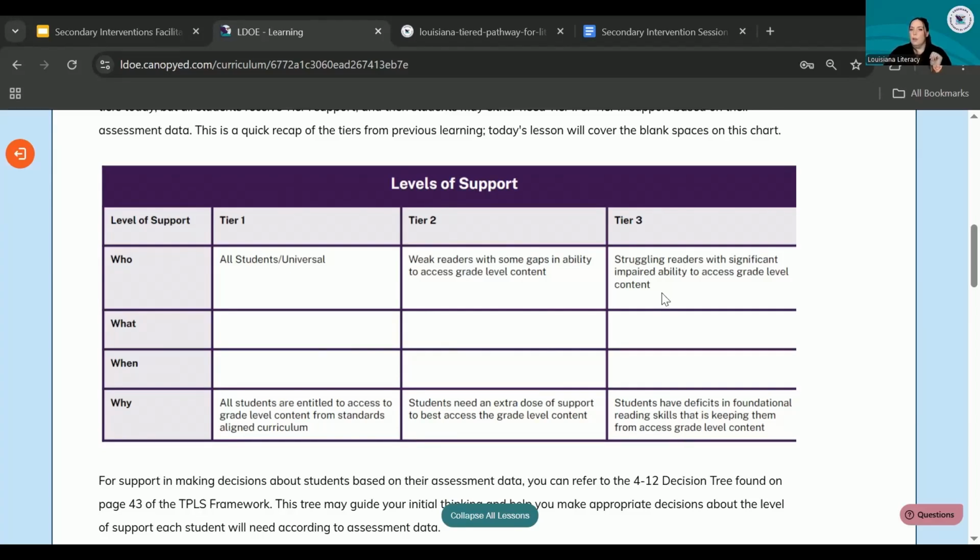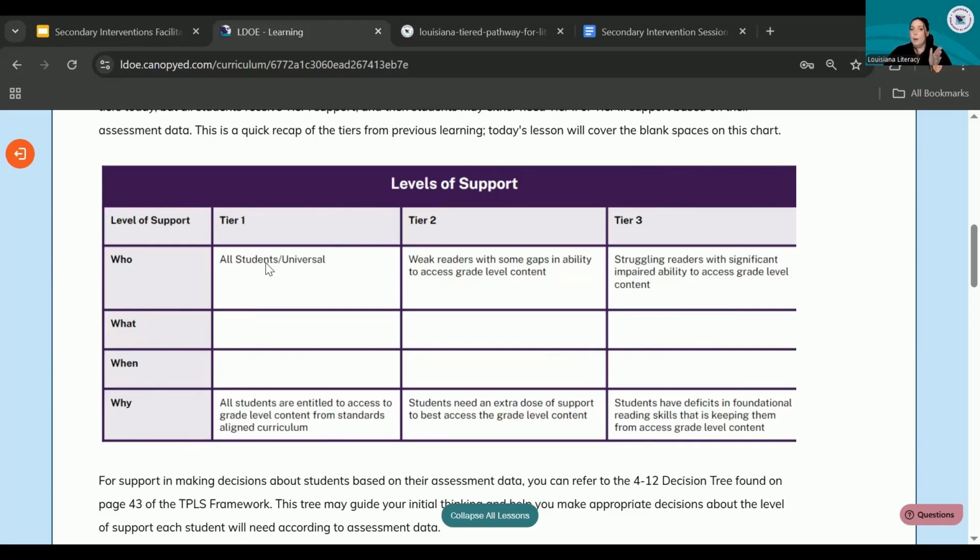So they need a little bit of help outside of their core instruction. And Tier 3 over here is those students with the significant impairment to their ability to access grade level texts. And they are going to have some deficits in foundational reading skills. The what and the when of this levels of support chart is purposely left blank because we did not cover that last session. We will be going into it today, but we did talk about who receives each tier of support and why they receive it last time. So that's why I've left that up there.